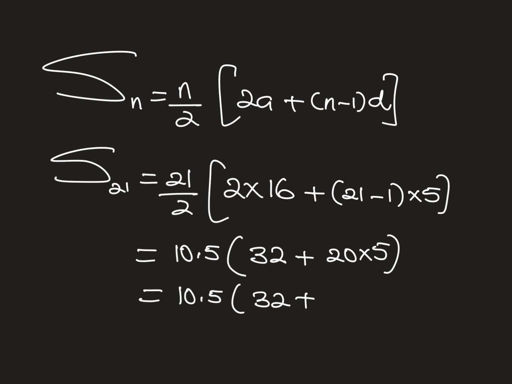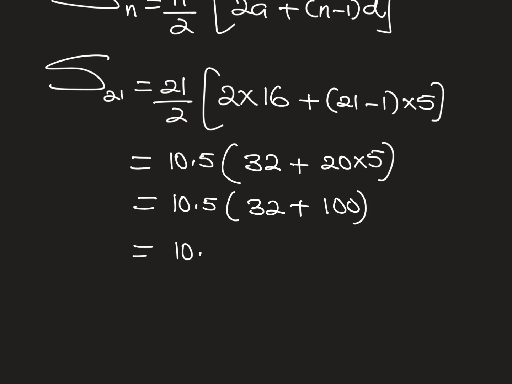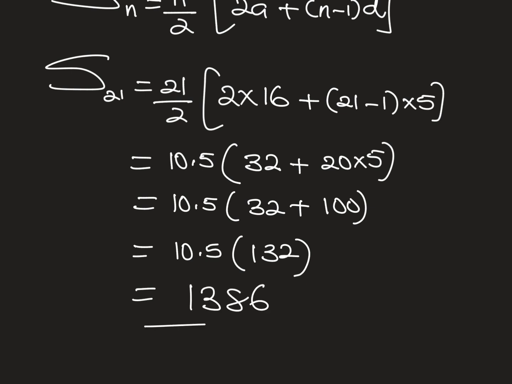20 times 5 is 100. So that will be 10.5 into 132, if you add 32 and 100. So 10.5 times 132, you will have 1386. So that is the sum of the first 21 terms. So that is actually what the question wants you to find.